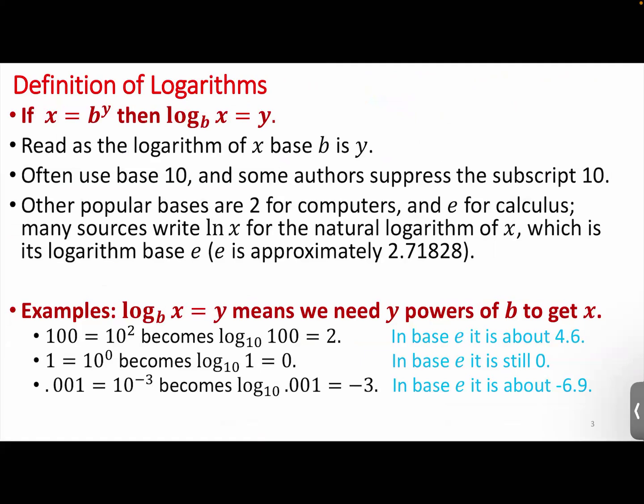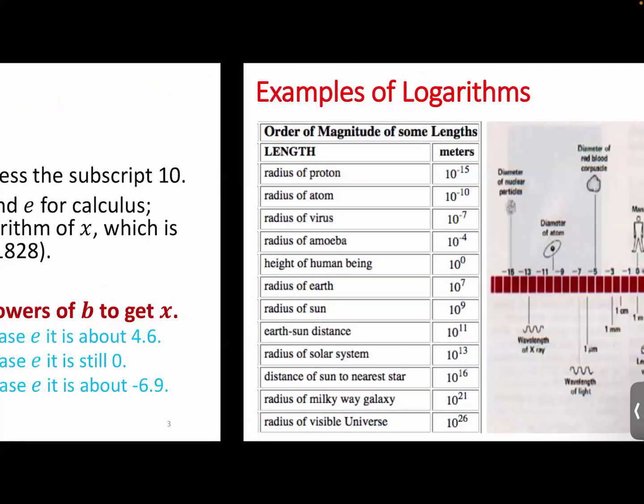So you should have seen this before. If x is b to the y, then the log of x base b equals y. And so, I'm not going to go into too much detail. The slides are here just for completeness.